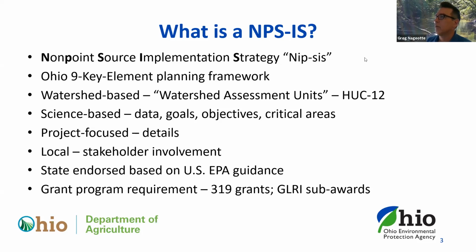What is a non-point source implementation strategy? And you know, we get into questions about what do we call these things. Some people call them 9-element plans, some call them NPSS. Both are correct. There are other plans that are called 9 key element plans, however. So to be most specific, you want to call them NPSS, but it doesn't really matter. These plans are Ohio's framework for making sure that you are including all 9 key elements in your watershed action plan, or watershed-based plan, rather.